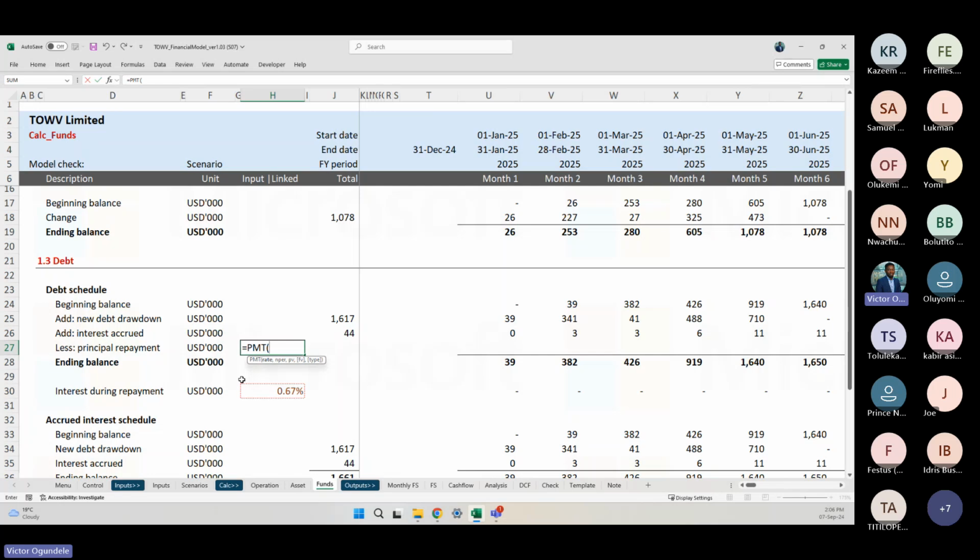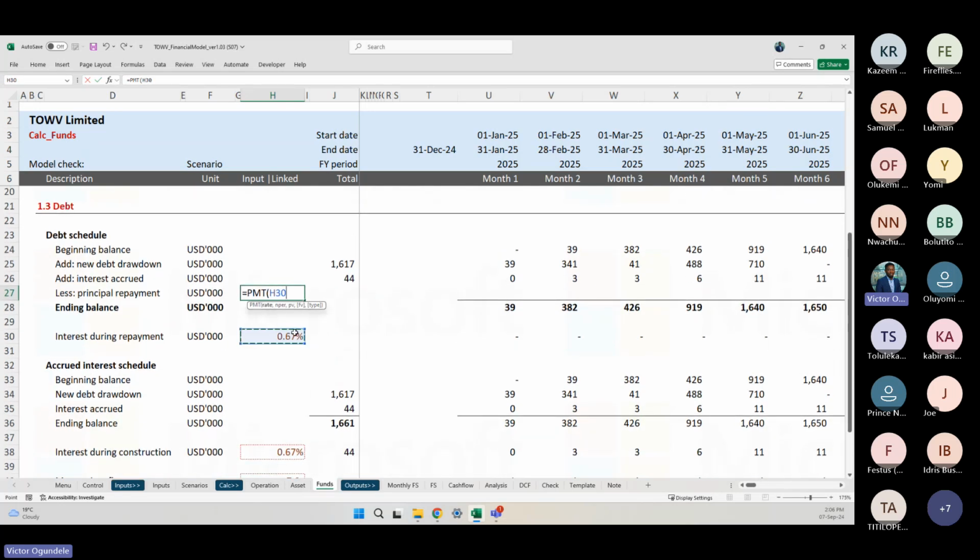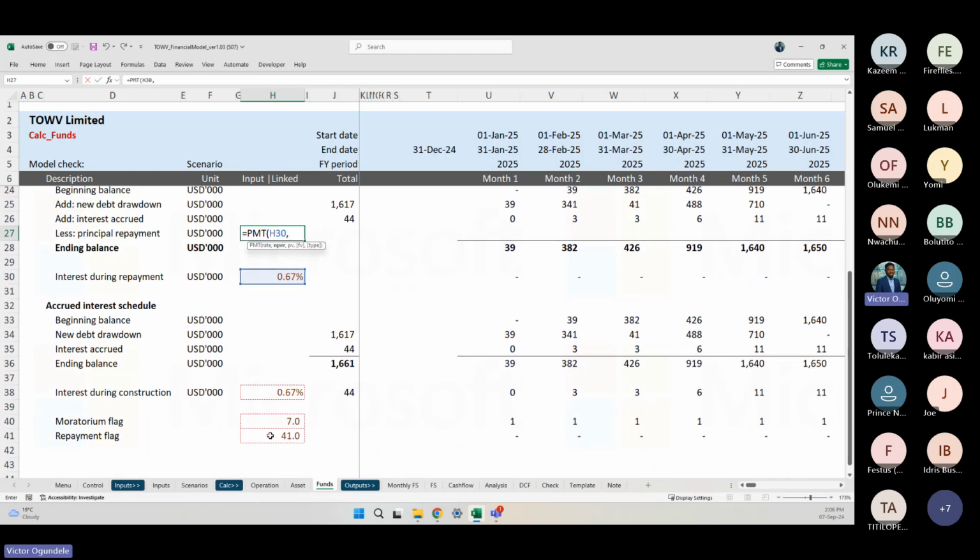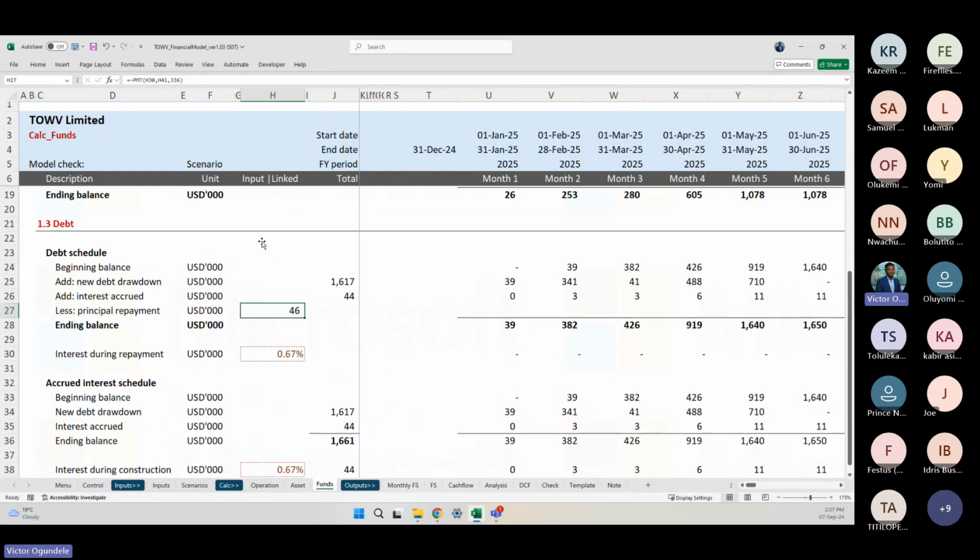PMT, the first thing it is asking for is our rate. So select my rate, which is the monthly rate, comma, the number of periods over our repayment period, that is 41 months. Comma, and my present value is now what? This is my total debt, which is my initial drawdown plus the accrued debt, 1661. Close your bracket and press enter. You can put a negative in front of it so that it returns as positive.